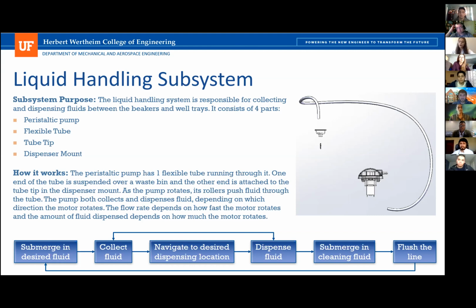And so when you want to change to a new fluid, to avoid cross-contamination, the tip would submerge in cleaning fluid, and the motor would run in the reverse direction until the line is completely flushed. And then this process would be repeated until the liquid is completely handled. Next slide, please.